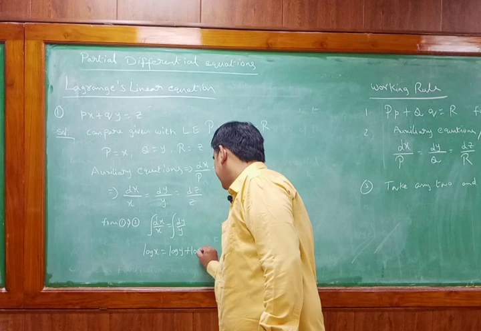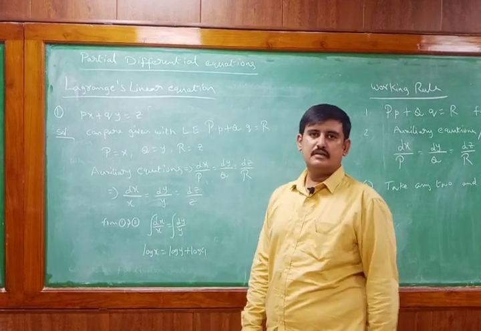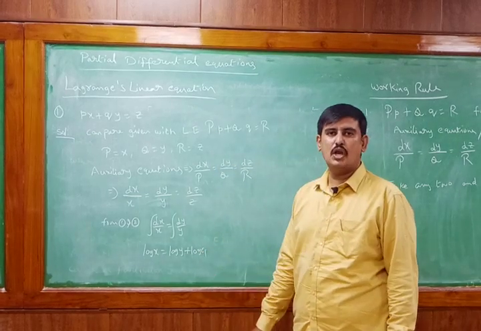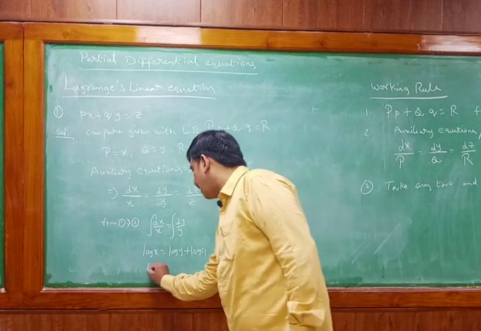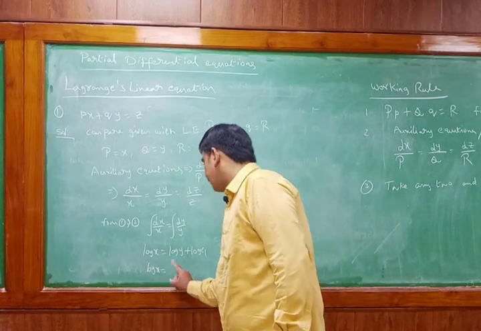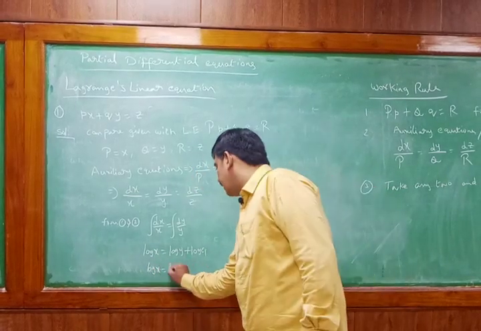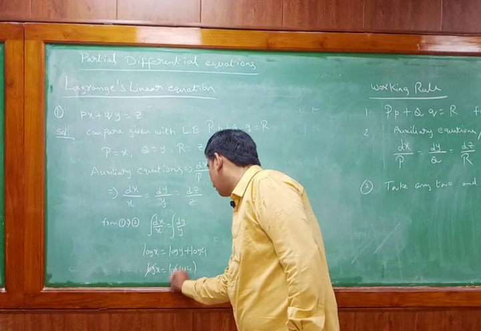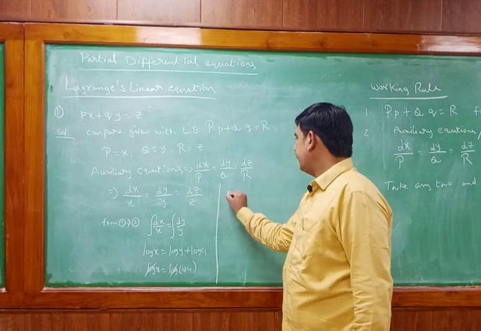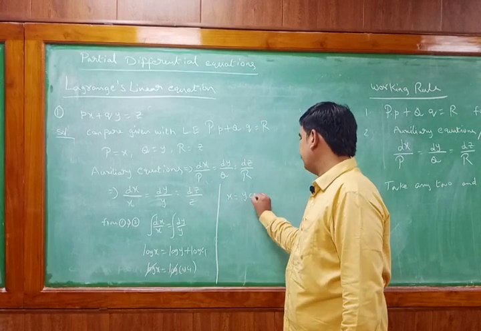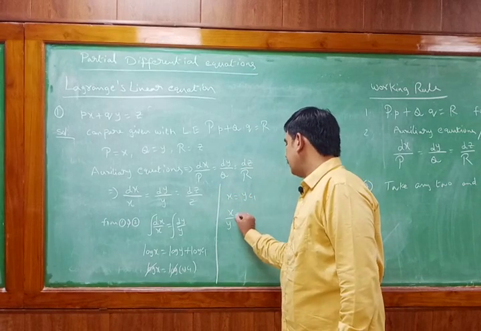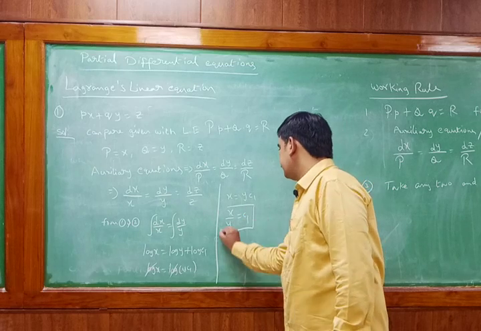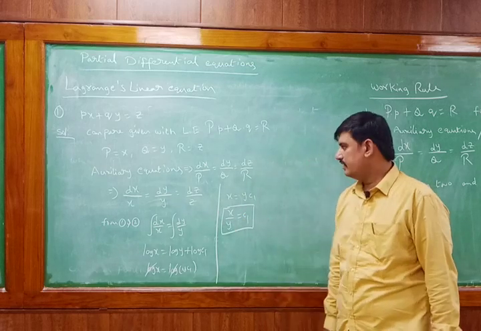After integration, we have to take a constant, any constant. I am taking the constant log C1. So log x is equal to, this is in the form of log a plus log b, log a b, log y C1. So log and log got cancelled. What I get here is x is equal to y C1, so x by y is equal to C1. I got the value of C1.